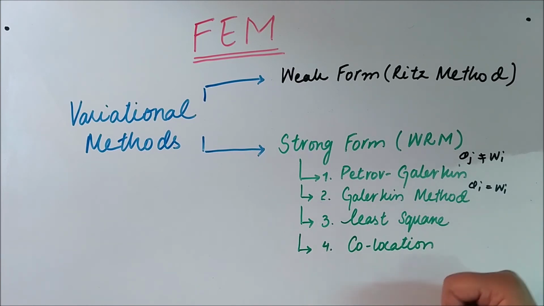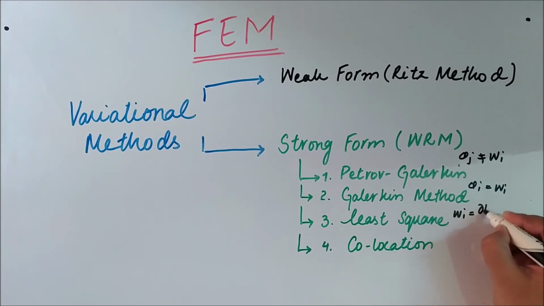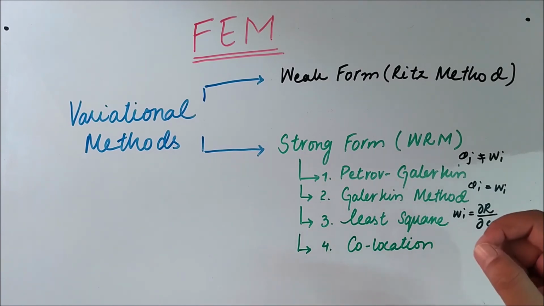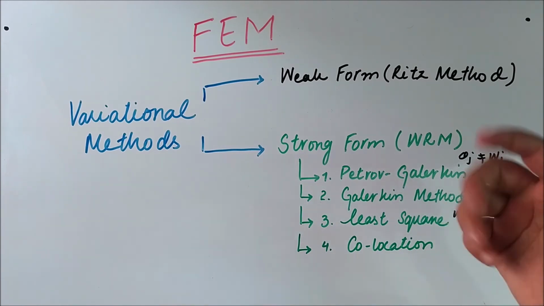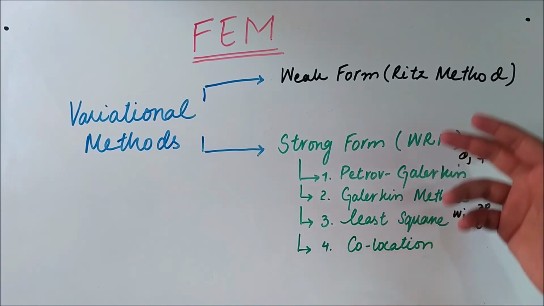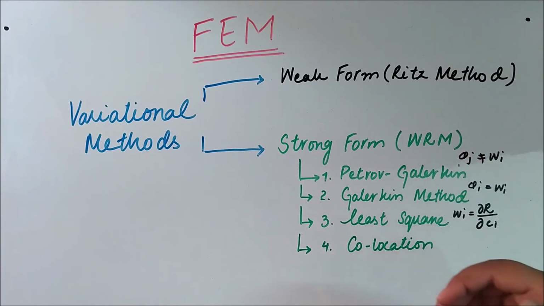And the third, in the least square method, the shape function is approximated by the rate of change of the residual with respect to the parameters we have. And in the last, the collocation method, we need to vanish the residual at some points to obtain the approximate solution. So these four methods are the main topics of our upcoming videos. We'll talk about each of them in detail in our upcoming videos. So this is for now.